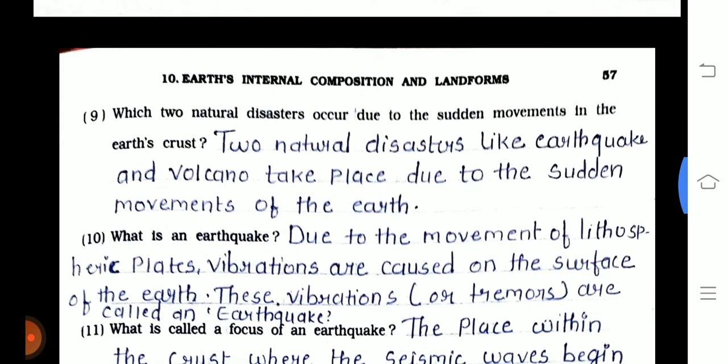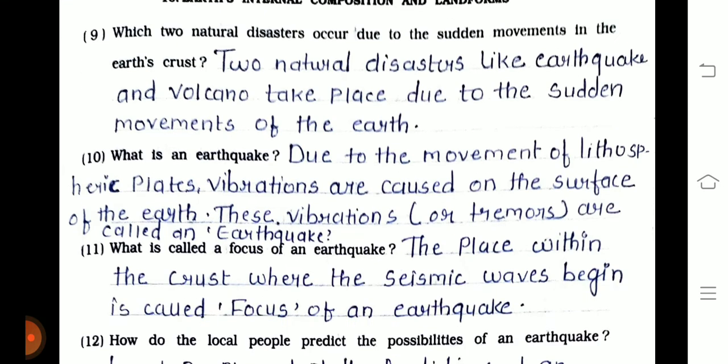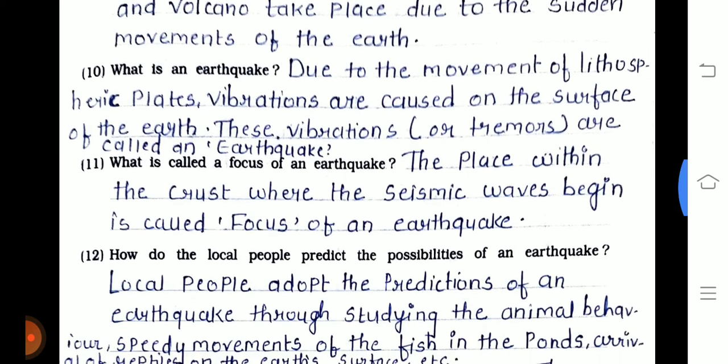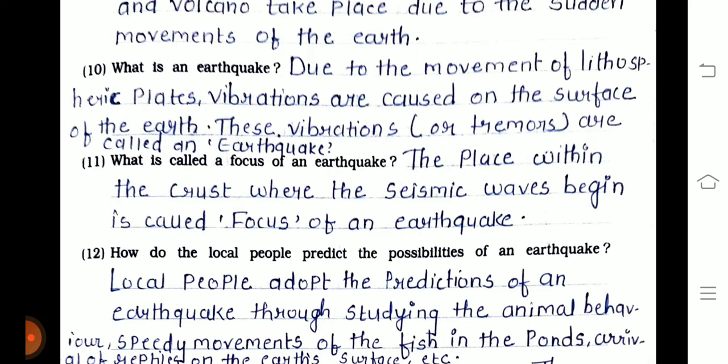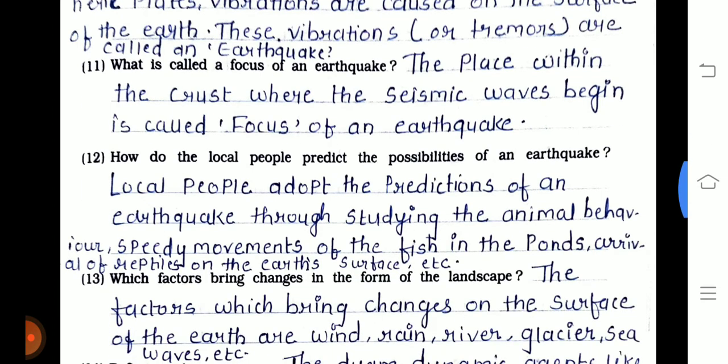Next page. Ninth one, which two natural disasters occur due to the sudden movements in the earth's crust? The two natural disasters, earthquake and volcano, take place due to the sudden movement of the earth. The tenth one, what is an earthquake? Due to the movement of lithospheric plates, vibrations are caused on the surface of the earth. These vibrations are called an earthquake.